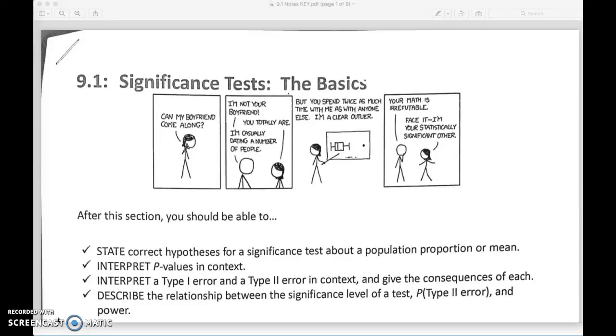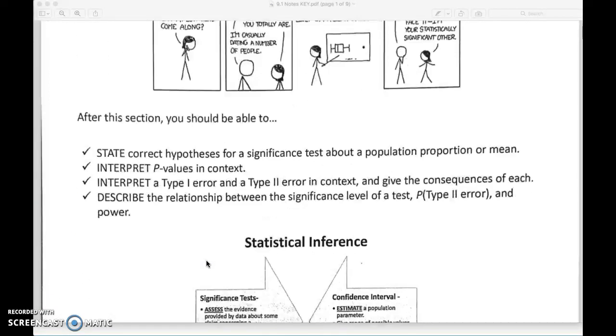I just wanted to walk you through the first part of the 9.1 notes so that when we get back to school tomorrow, we can answer some quick questions and then continue to move on. So Chapter 9 is looking at significance tests. And the first section really is just kind of going over the basics of that.